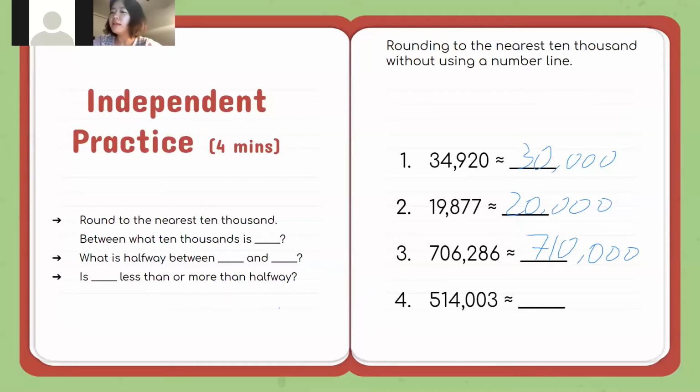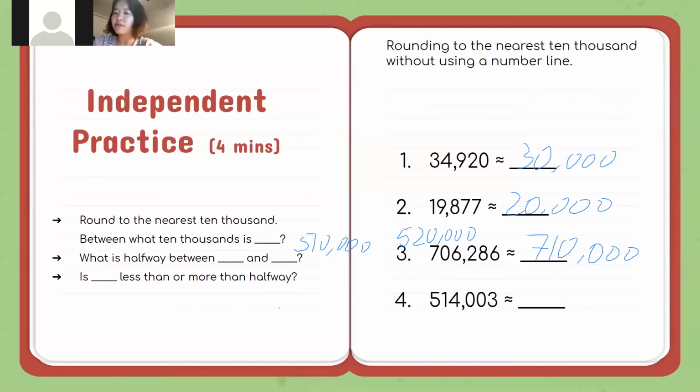Okay, and our last one, 514,003. So round to the nearest 10,000. Between what two 10,000s is 514,003? It will be 510,000 and 520,000. And what is the halfway between 510,000 and 520,000?